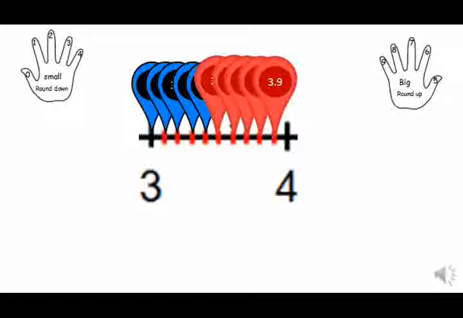So, if the tenths digit is 0, 1, 2, 3, or 4, we round down to 3. These are the small numbers, so we round down. If the tenths digit is 5, 6, 7, 8, or 9, the big numbers, we round up to 4, to the next whole number.